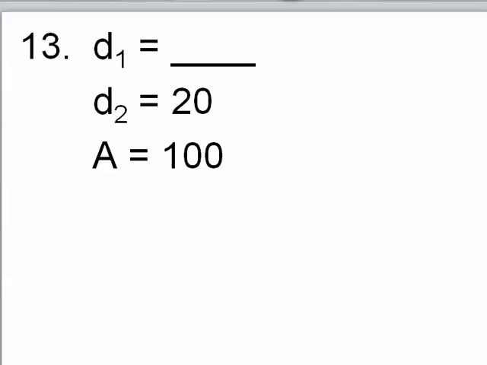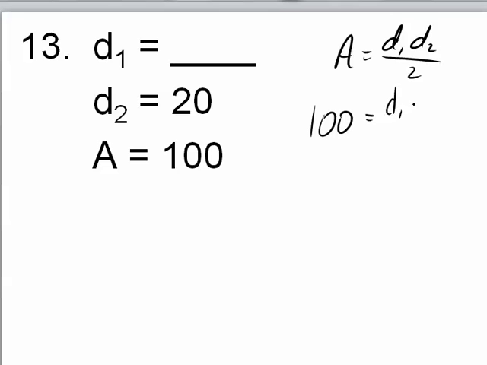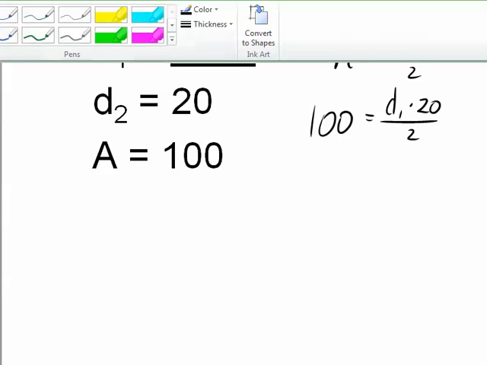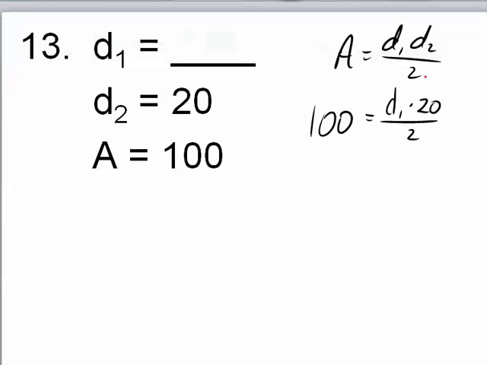The next kite example, area is D1 times D2 divided by 2. This time I know the area is 100. I'm missing the length of the first diagonal, but I have that the second one is 20, and then we have divided by 2. I'm just going to undo this problem, and there's a couple different ways you could solve this, and if you think that maybe another way would make sense, feel free to ask about those when we take questions during class. To get rid of divided by 2, I'm going to multiply by 2.